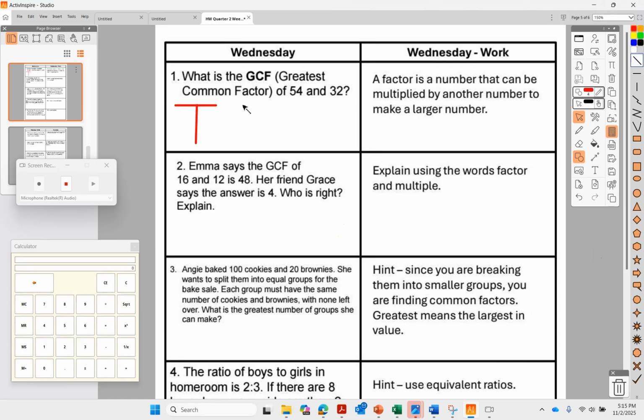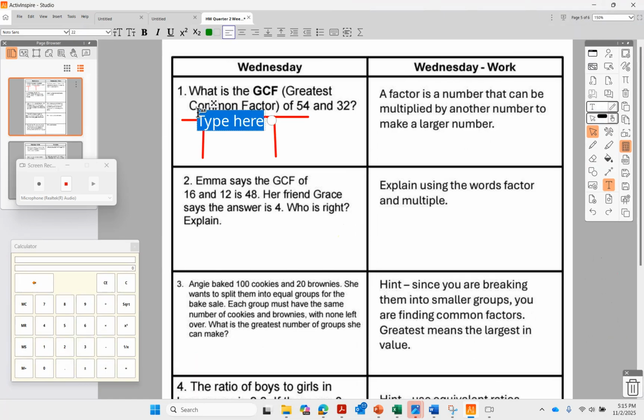And I'm going to also make a T-chart for 32. Okay. And I am going to text up here. I'm going to do 54 first. So I'm going to do the numbers that I can multiply to get 54. So I can do 1 and 54. Those numbers multiplied together will give me 54.